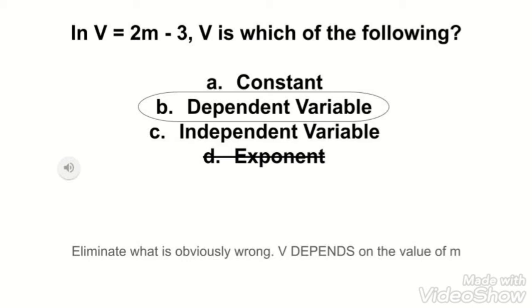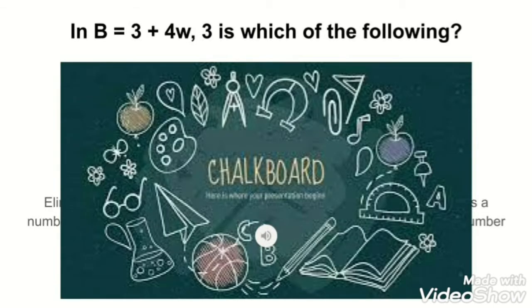Now I could say m is 6, and it would be 2 times 6, 12 minus 3. So V would be 9. I can say m is 9. 18 minus 3, V would be 15. And yes, so on that last slide, V was definitely a dependent variable because it depended on whatever the m was in 2m. So now we have another one.